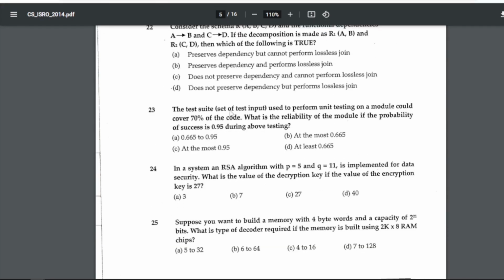Question number 23 is the test suite, a set of test inputs used to perform unit testing on a module, could cover 70% of the code. What is the reliability of the module if the probability of success is 0.95 during the above testing? So for 23 our answer will be B, that is at most 0.665. Because reliability is equal to coverage multiplied by probability of success, right? So here 0.7, that is 70%, multiplied by 0.95 will give you 0.665, so at most it will be 0.665.